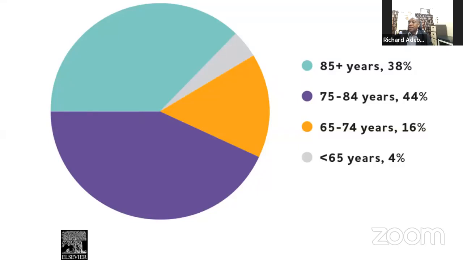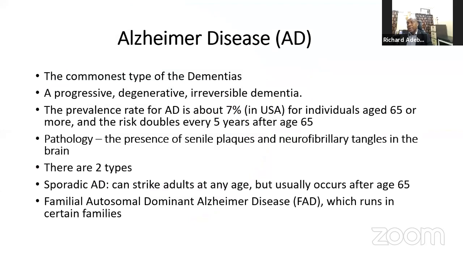So Alzheimer's disease, next slide, is the commonest type of the dementias. As I said earlier, it accounts for about 70% of cases or more. It's a progressive, degenerative, irreversible dementia. Let's take note of that. The prevalence rate for AD is about 7% in the United States for individuals aged 65 or more. And the risk all over the world doubles every 5 years after the age of 65. So every 5 years, the risk doubles.